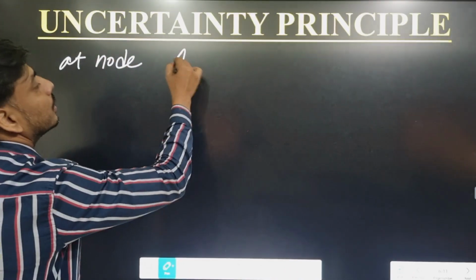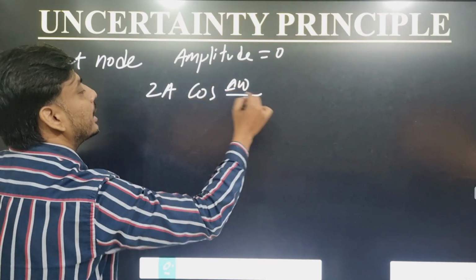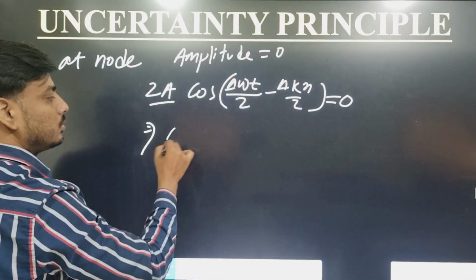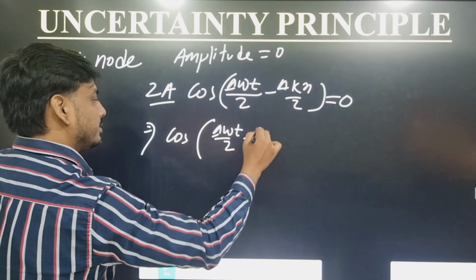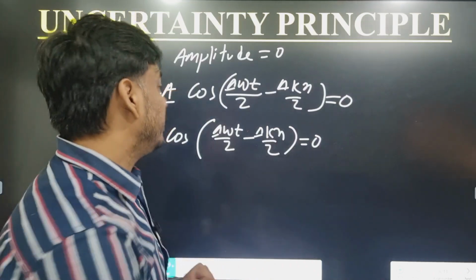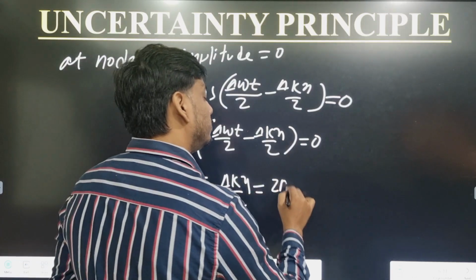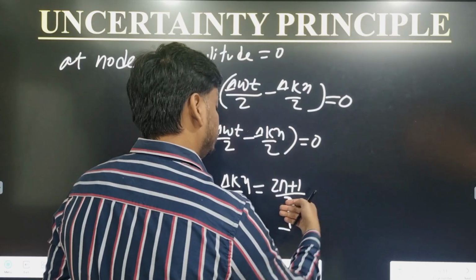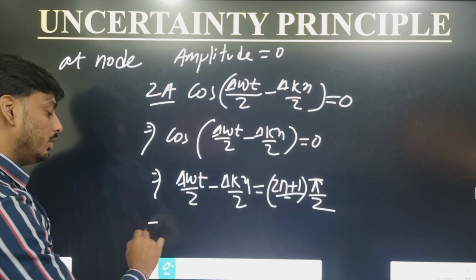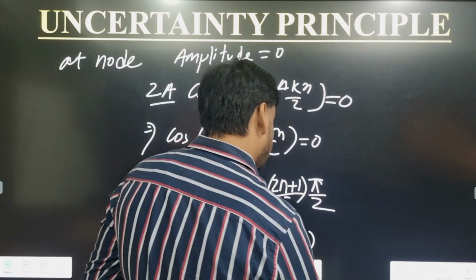At a node, the amplitude is 0, so the amplitude is 2a into the cos term: delta omega t by 2 minus delta k x by 2 equal to 0. 2a can never be 0, so cos of delta omega t by 2 minus delta k x by 2 equals 0. Cos theta is 0 means theta must be equal to an odd multiple of pi by 2. So delta omega t by 2 minus delta kx by 2 must be equal to 2n plus 1 into pi by 2. Now you can cancel 2 on both sides, so you get delta omega t minus delta kx equal to 2n plus 1 pi.